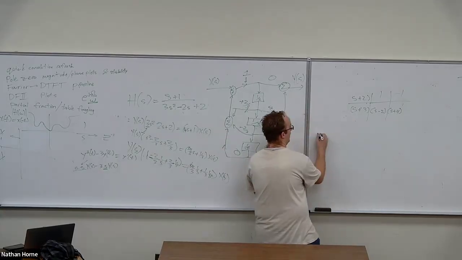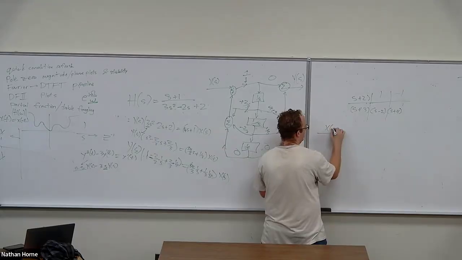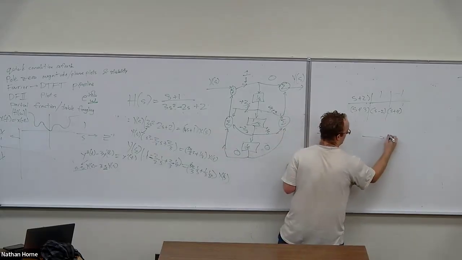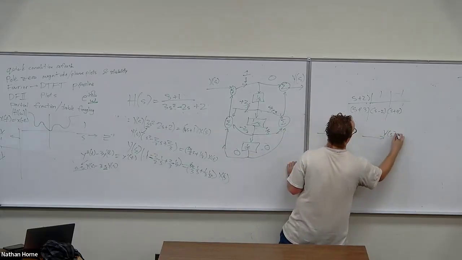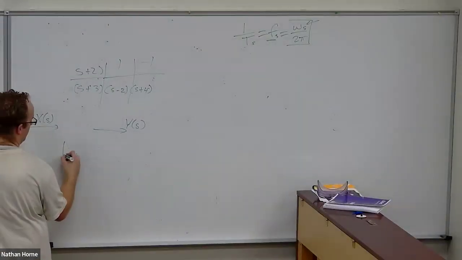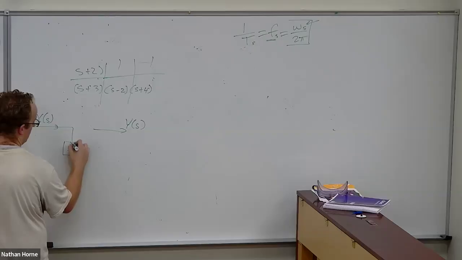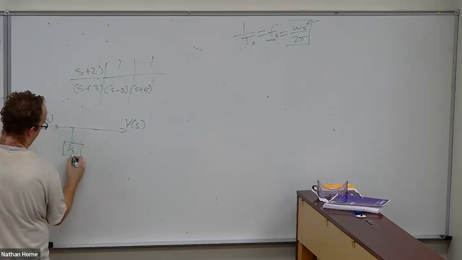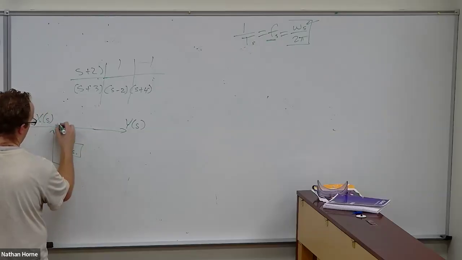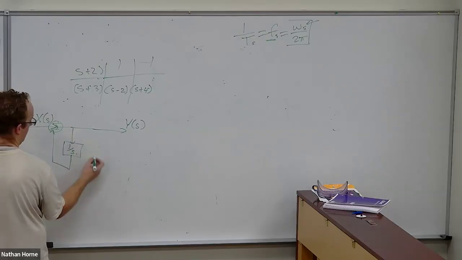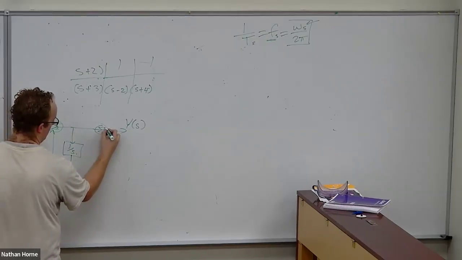Okay, how does this look? We have X of S coming in here, Y of S coming out here. We're gonna have a 1 over S right here. There'll be a summer right there. Summer right there.